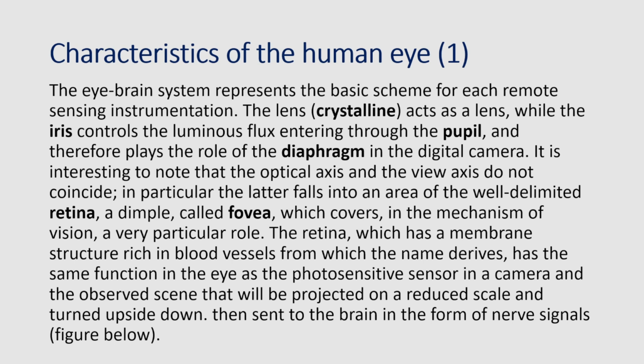It is interesting to note that the optical axis and the view axis do not coincide, in particular the latter falls into an area of the well-delimited retina, a dimple, called fovea, which covers, in the mechanism of vision, a very particular role. The retina, which has a membrane structure rich in blood vessels from which the name derives, has the same function in the eye as the photosensitive sensor in a camera and the observed scene will be projected on a reduced scale and turned upside down. Then sent to the brain in the form of nerve signals, figure below.